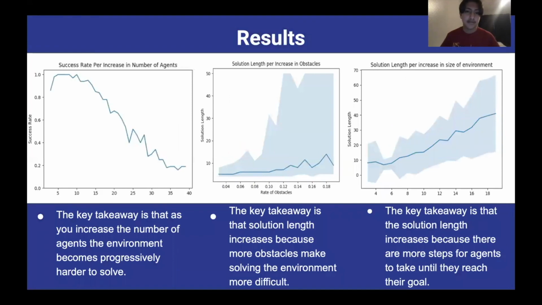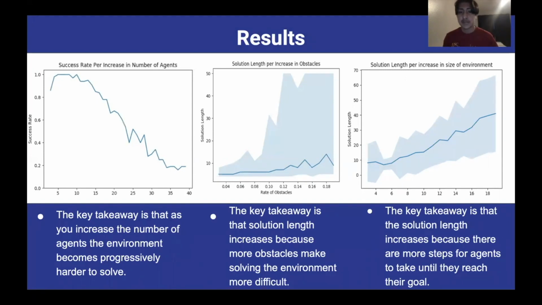So our results. First, we have the graph of success rate per increase in number of agents. And the key takeaway there is that as you increase the number of agents, the environment becomes progressively harder to solve because MAPF is an NP-hard problem, meaning you can't arrive at an optimal solution in polynomial time.